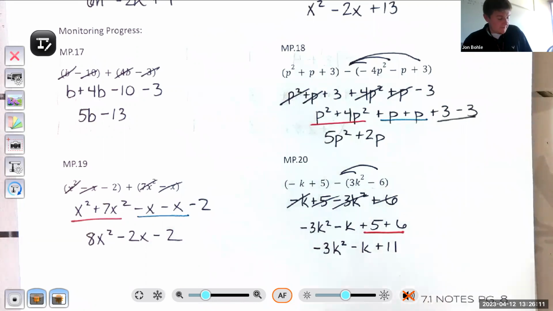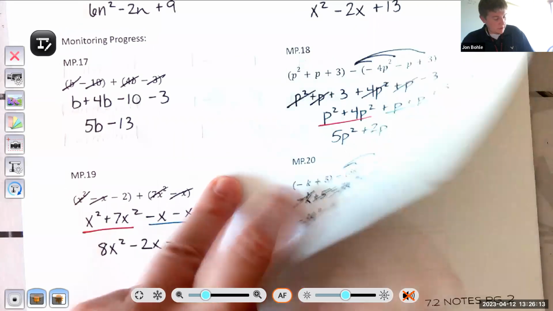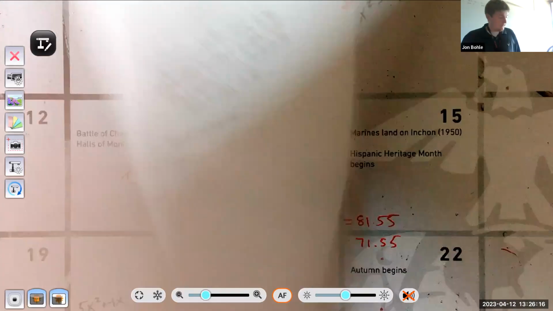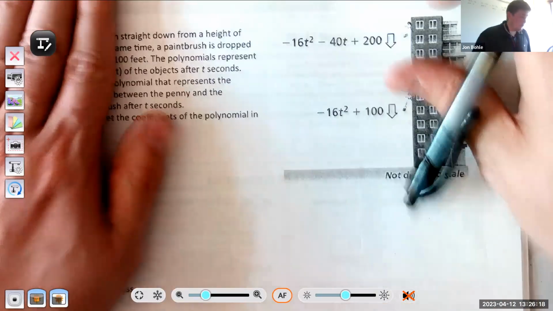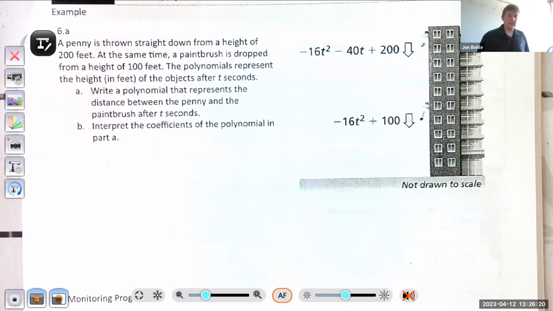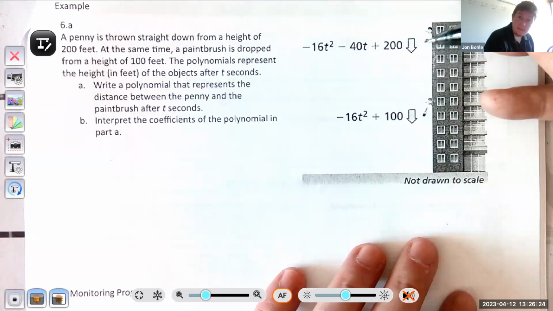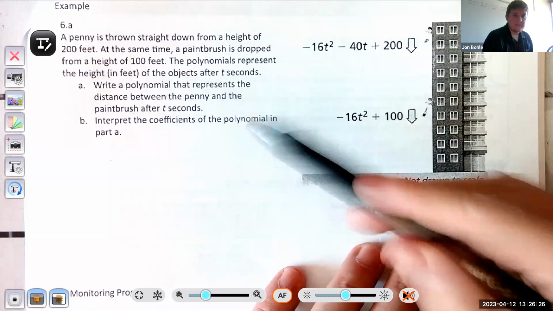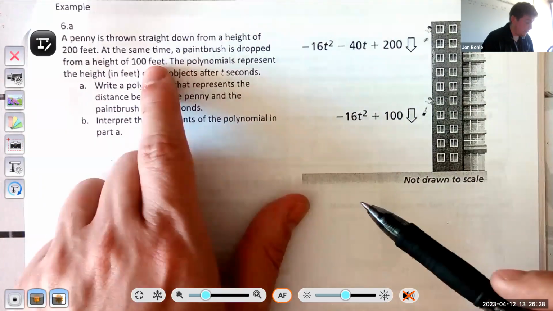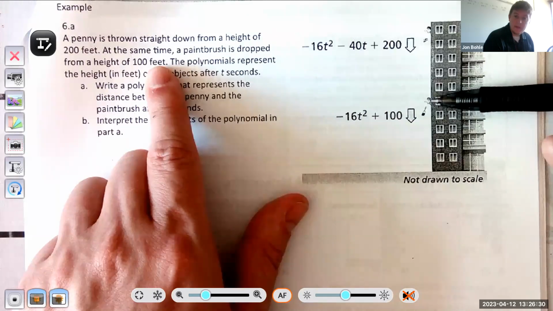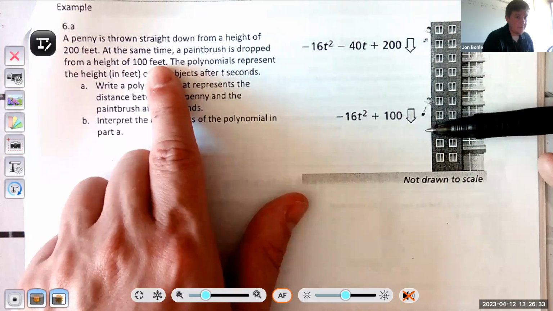Okay, let's move on to the word problems, and then I'll get you your practice problems to work on. Okay, so we have a penny being thrown straight down from a height of 200 feet. So we have a penny here, and it's being thrown down. Okay, at the same time, a paintbrush is being dropped from a height of 100 feet. So here they have the paintbrush, and it's just being dropped, not thrown.